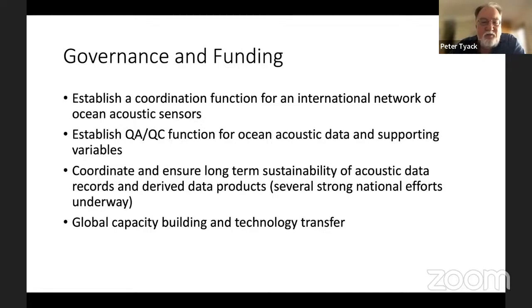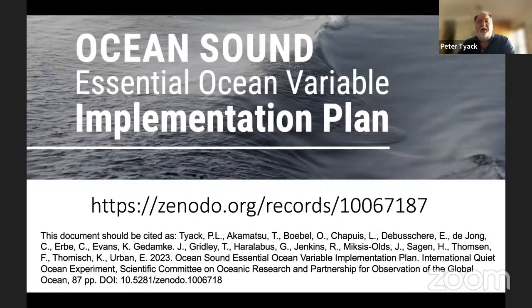The methods for both measuring underwater sound and recording it are dropping drastically in cost and size because of electronic miniaturization. And just to close, here is how you can access the Ocean Sound Essential Ocean Variable Implementation Plan. And I'd be happy to accept questions or open discussion.